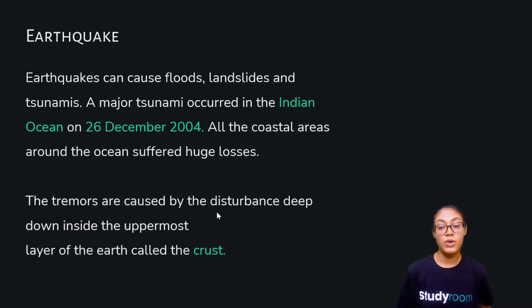The tremors are caused by a disturbance deep down inside the uppermost layer of the earth called the crust. So, the earthquake is a result of the tremors caused in the uppermost layer of the earth, the crust, right?